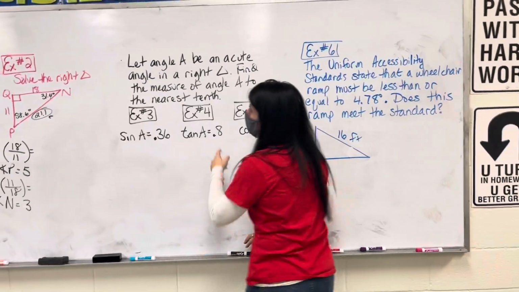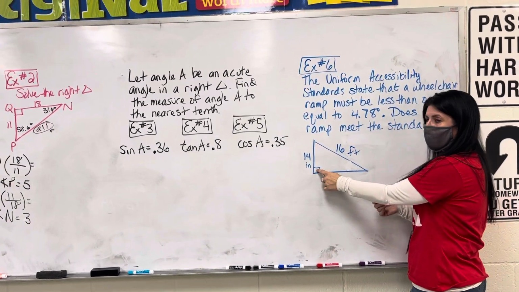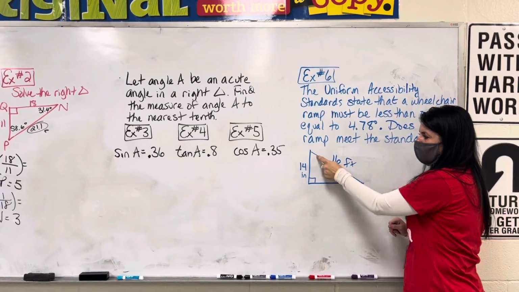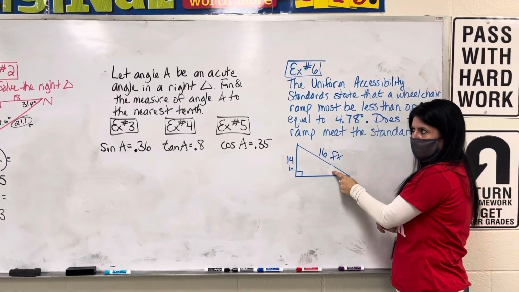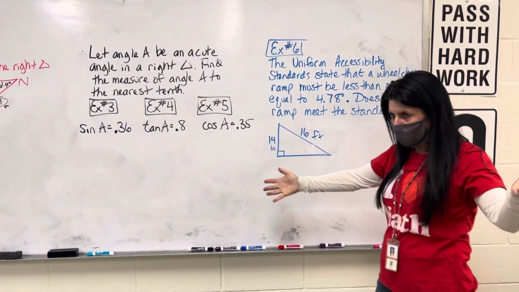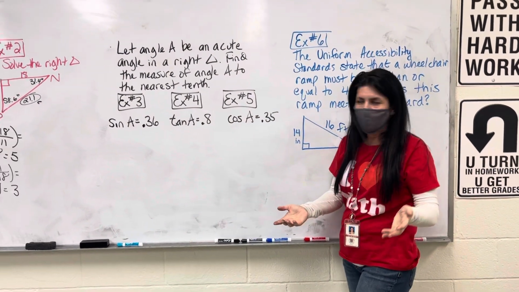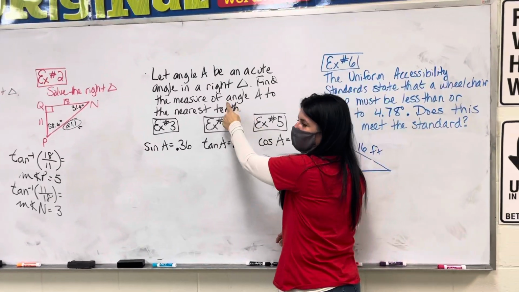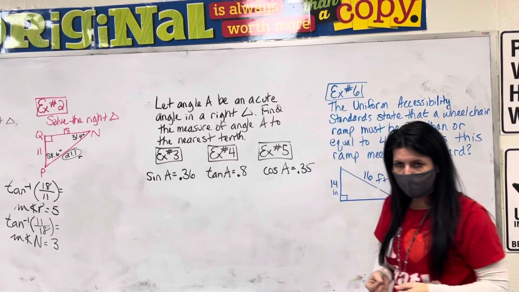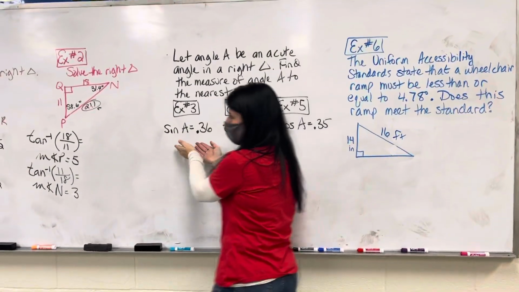The directions say, let angle A be an acute angle. So when you look at a right triangle, you have a right angle and you have two acute angles. Those directions are telling you that angle is one of these two. It says find the measure of angle A to the nearest tenth. Well, it shouldn't be a surprise. We're using our inverse functions that we learned today. And anytime you're asked to find the measure of an angle with trig, you're using your inverse functions that we talked about. So what I want you to understand is what's given to you.